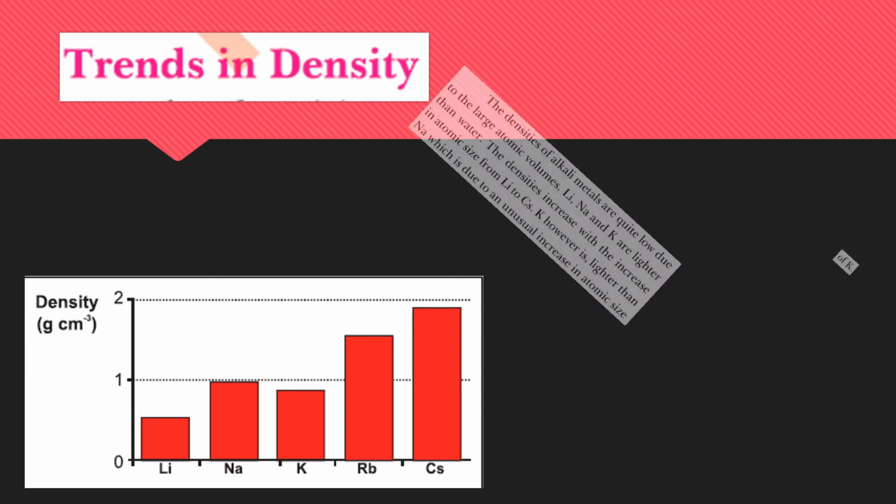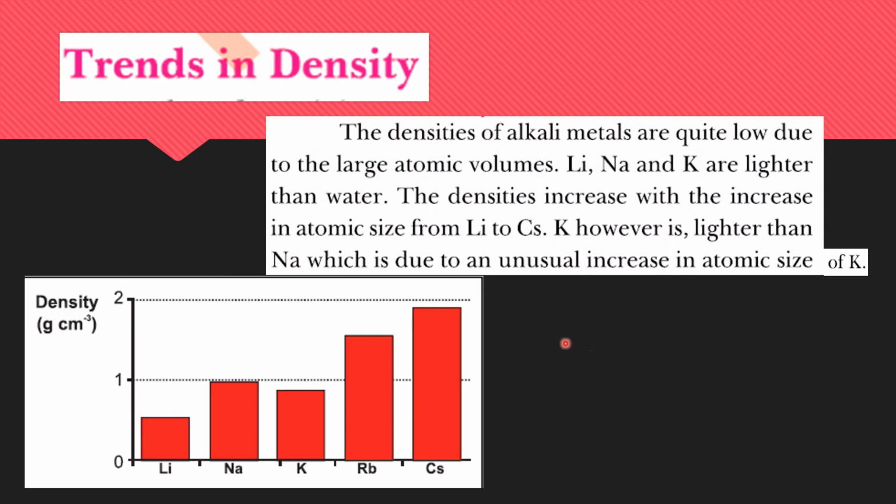Now the densities of the alkali metals are quite low due to the large atomic volumes. When we move from lithium towards cesium, we can see that lithium, sodium and potassium are lighter than water, and the density value increases as the size of the atom increases from lithium to cesium. But you can see some anomalous behavior of potassium, as the normal trend is that densities increase as we move down the group, but the density of potassium is less than that of sodium.